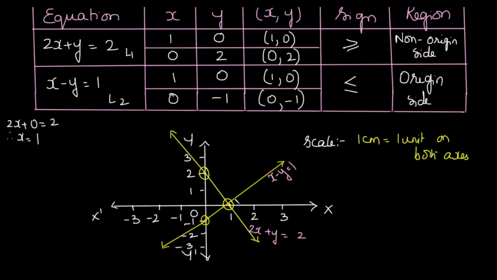Now to find the feasible region or the solution set, let us take the region for the first line. The region for the first line is on the non-origin side. So this is where the equation comes in handy. We know that this is the first line. So the region for this particular line is on the non-origin side of the line, that means on this side of the line. On the upper side of the line, the region is coming.